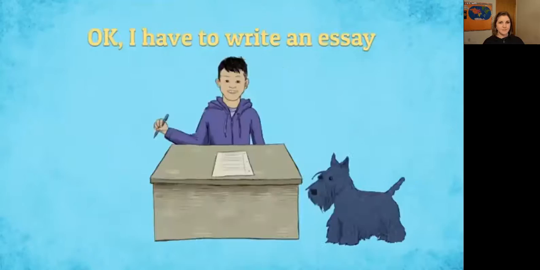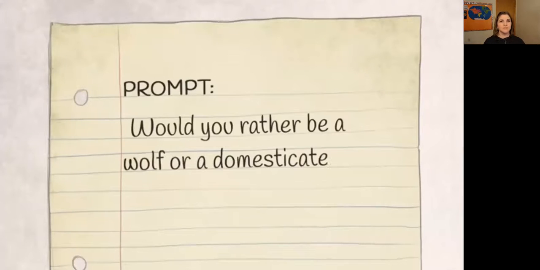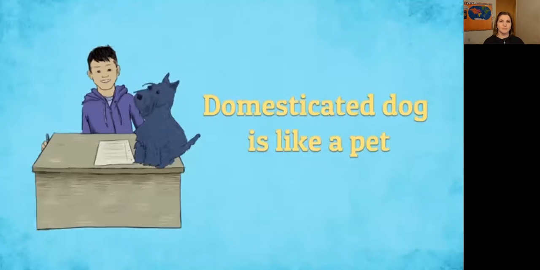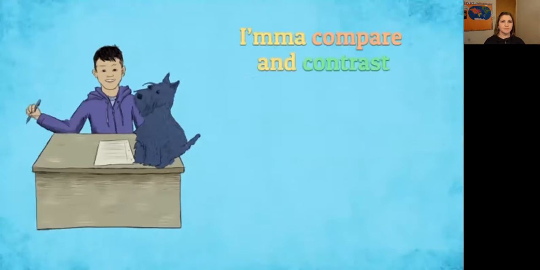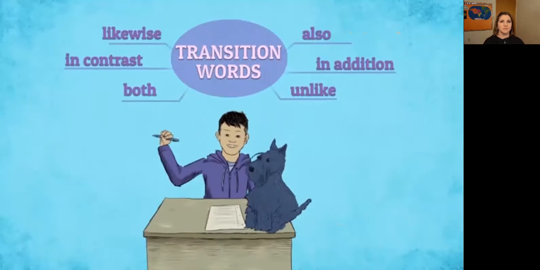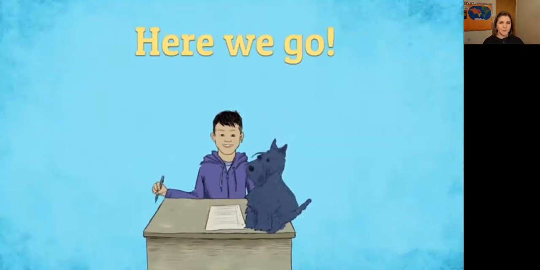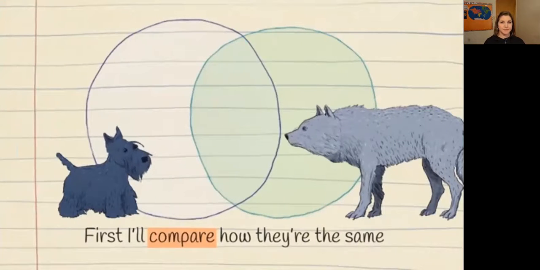You get it? Okay, I have to write an essay. Here's the prompt. Would you rather be a wolf or a domesticated dog? Domesticated dog is like a pet. I'm gonna compare and contrast. That'll help me pick. I use transition words to help my readers know that I'm comparing and contrasting. Here we go. First, I'll compare how they're the same.